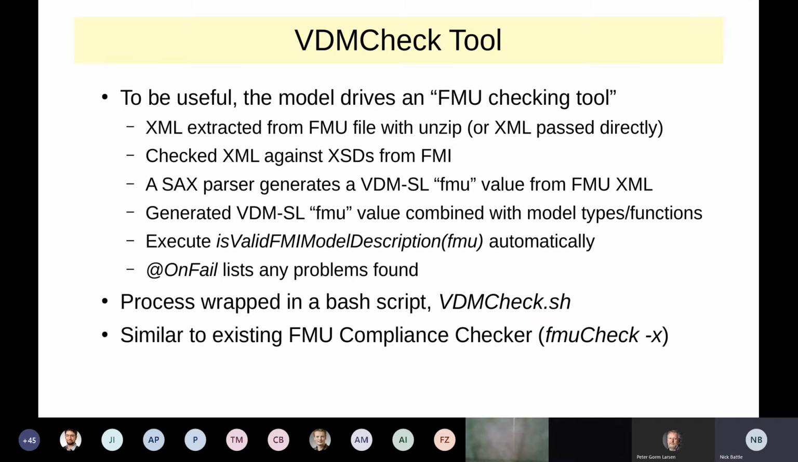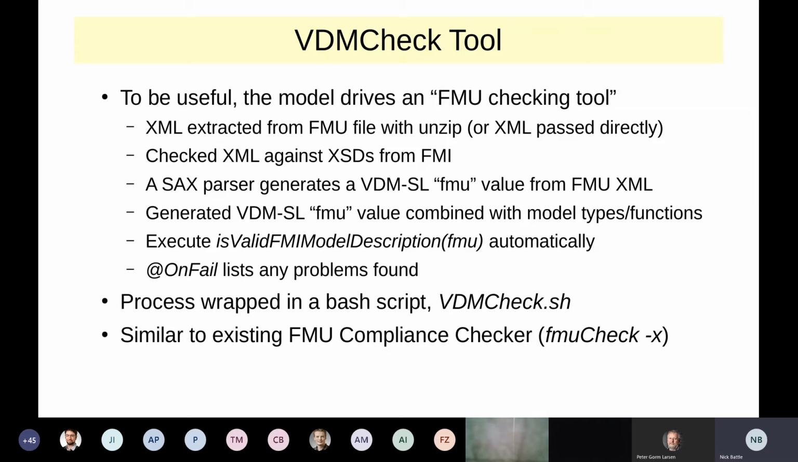So that's good, but as it stands, the only way you could use that is to get a formal VDM IDE like Overture, and you would have to understand how to extract your configuration from an FMU and how to turn it into VDM so that the VDM model can understand it. And there's lots and lots of little details before you could get anywhere near calling the isValid model description. So to make it useful, these, I think there are 6 steps there, have all been wrapped up into a script so that people can just easily use the model, the formal model, to check their FMUs.